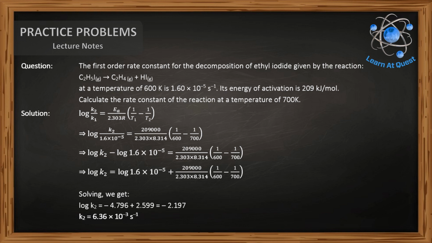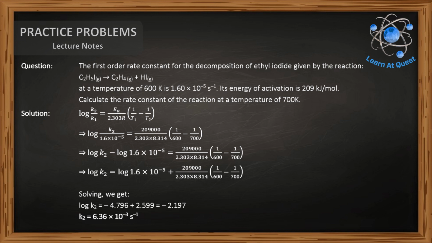When we substitute these known values in the above equation, we get on the left hand side of the equation log of K2 by 1.6 multiplied by 10 raised to minus 5 equals 209,000, which is the activation energy, divided by 2.303 multiplied by 8.314, which is the gas constant, multiplied by brackets 1 upon 600 minus 1 upon 700. Now here we need to solve this equation to find the value of K2.